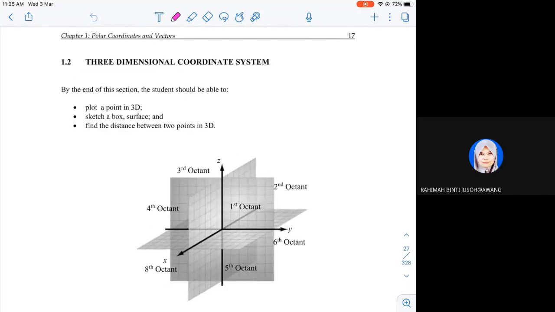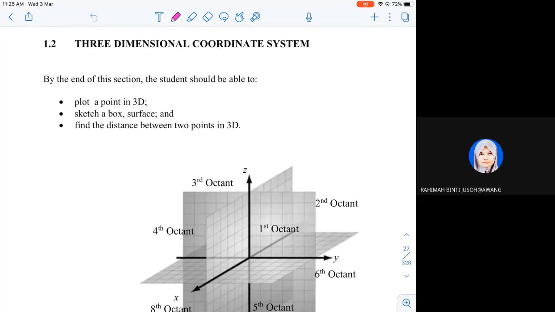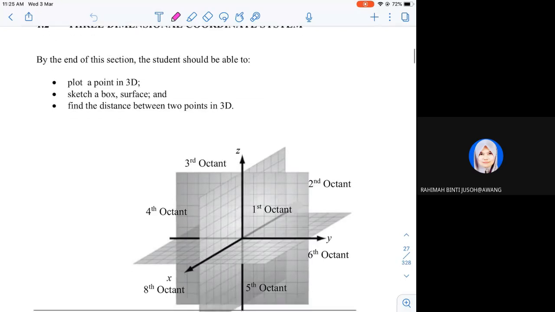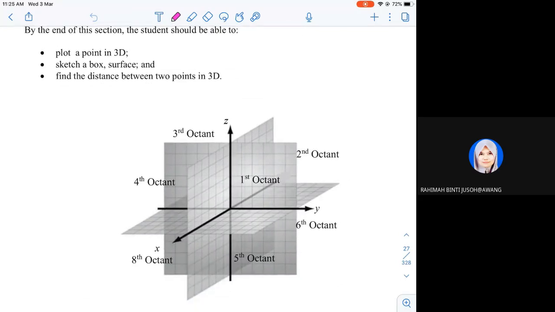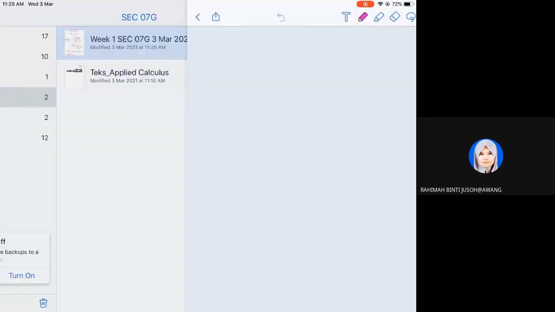Ni 3-dimensional coordinate systems. Alright. First of all, I would like to explain about the octant. Okay, guys. Salin ni yang saya explain ni.